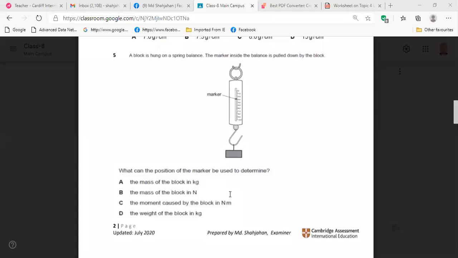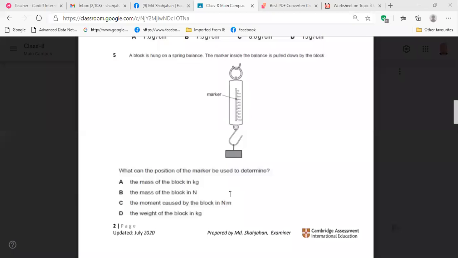And the third one, C, moment caused by the block is in Newton meter. The unit is correct, but here we are not dealing with the moment. We are only measuring either mass or weight using this spring balance. Is it clear? The correct answer is A.